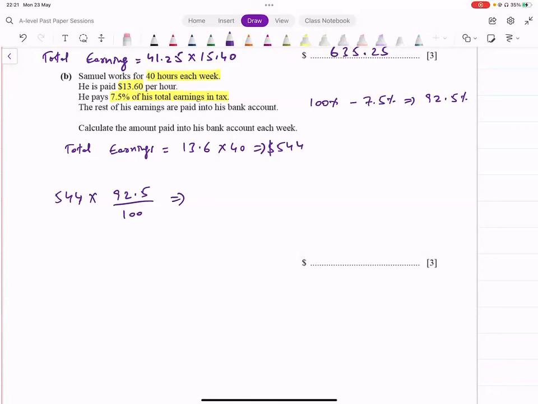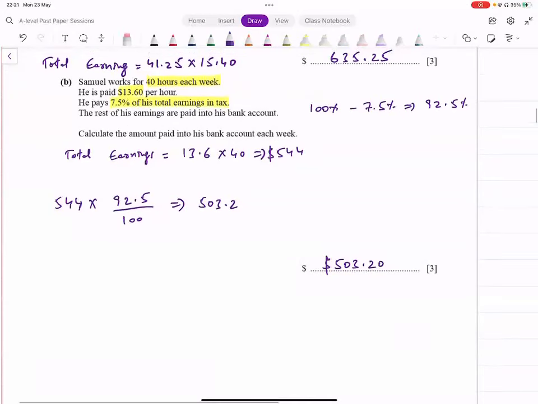आप ये भी कर सकते थे कि आप टैक्स निकाल लेते 7.5% और फिर 544 में से वो माइनस कर देते. That's also fine. You could do it either way. Let's see what we get from this. Multiply by 92.5 divided by 100, and that is giving me $503.2. Again, it's dollars. तो dollars को हम अक्सर अगर decimals में आ रहा हो, हम उसको 2 decimal places तक लिखते हैं. That's what we get, $503.20. That's your final result here.